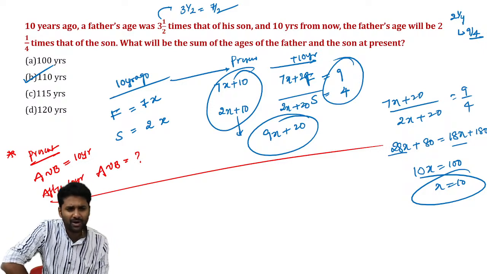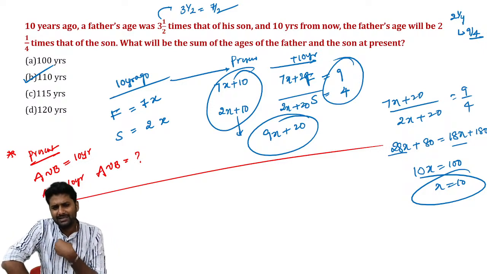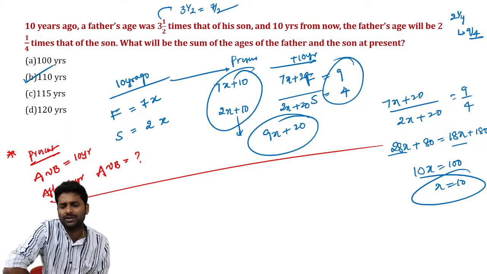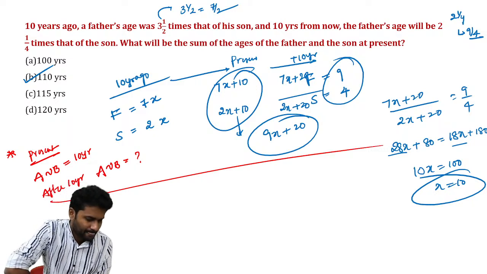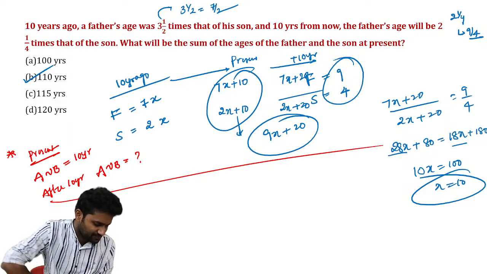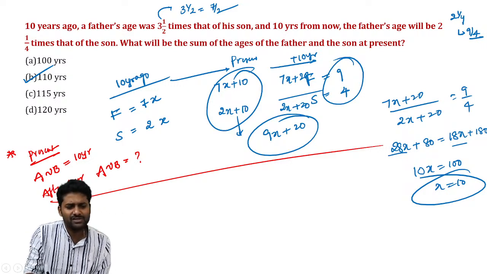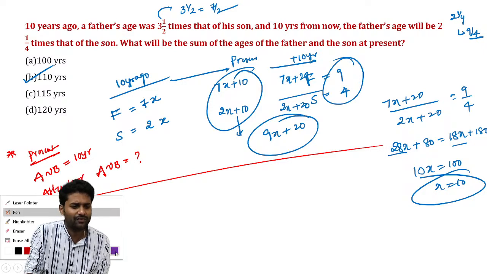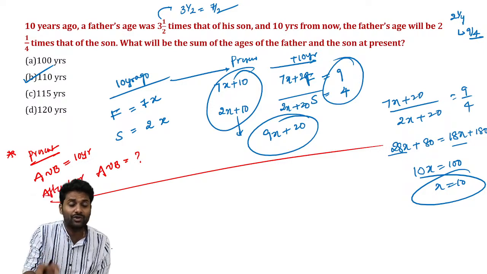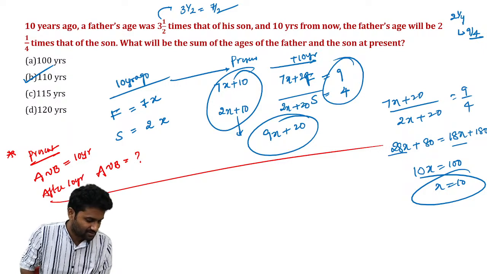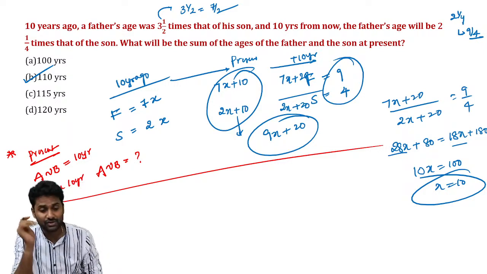If you understand this point, maximum 99% of questions you can solve through this point. At present, the age difference between A and B is 10 years. After 10 years, what is the difference of their ages? There is no difference, you can see, after 10 years or after n years. The difference is always constant. So remember this point, the difference is always constant.